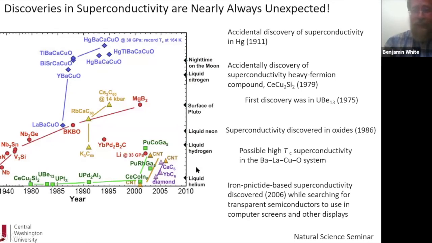And then it happened yet again. It's not on this graph, but in 2006, scientists in Japan were looking for transparent semiconductors to use in computer screens and other displays. And one of the rules is, you don't look for superconductors among things that are ferromagnetic. And so you would not expect to find superconductors that contain iron. And yet they found an entire new class of superconductors based on iron pnictide or iron chalcogenide units. So again, completely by accident, they discovered a whole new class of superconductors. And so these green ones, the blue ones, and those iron pnictide and iron chalcogenide based ones are all unconventional superconductors.